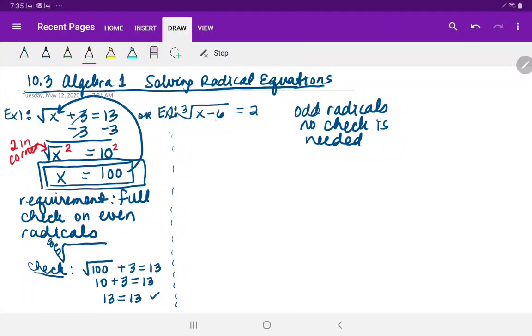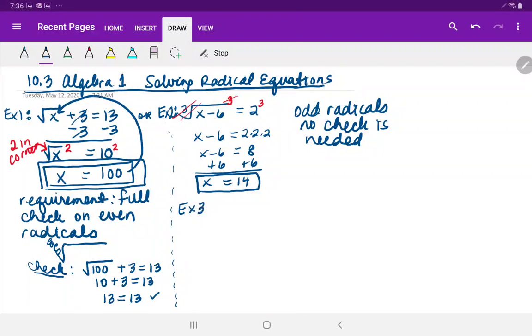Okay, in this one, the 6 is underneath, so I can't add 6 to both sides right now. I have to get rid of the cube root. So I'm going to cube the cube root on both sides, and that cancels out the cube root and the cube. Then you get x minus 6, and then you're going to have to work out the right. So that's 2 times 2 times 2, which is 8. X minus 6 plus 6 plus 6. So x equals 14. I don't have to check the answer, although I can, because it's an odd radical.